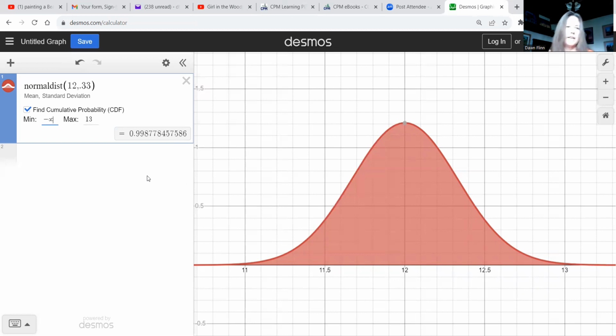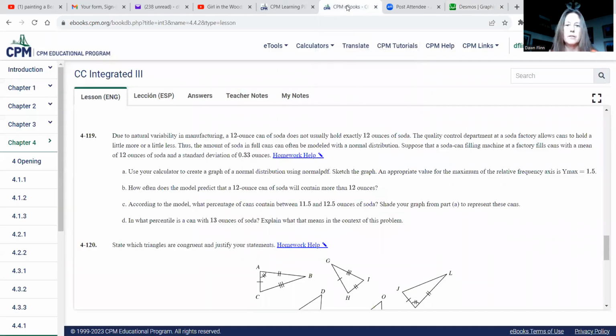So we're going to say it's in the 99.9th percentile. And is there anything else? Oh, what does it mean in the context of the problem? Almost all of the bottles, they're pretty much guaranteed to have 13 or a 13-ounce bottle of soda and is more soda than 99.9% of the bottles. So it's in the 99th percentile. And that's all I got.